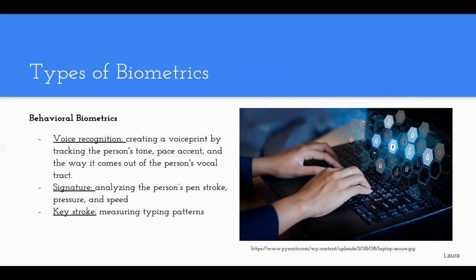Voice-based data assistants and telephone-based services use voice recognition to identify customers. Next is signature, which will analyze the person's pen stroke, pressure, and speed. And next is the keystroke, which measures your typing patterns, and it can identify any inappropriate activity under your account and notify you.